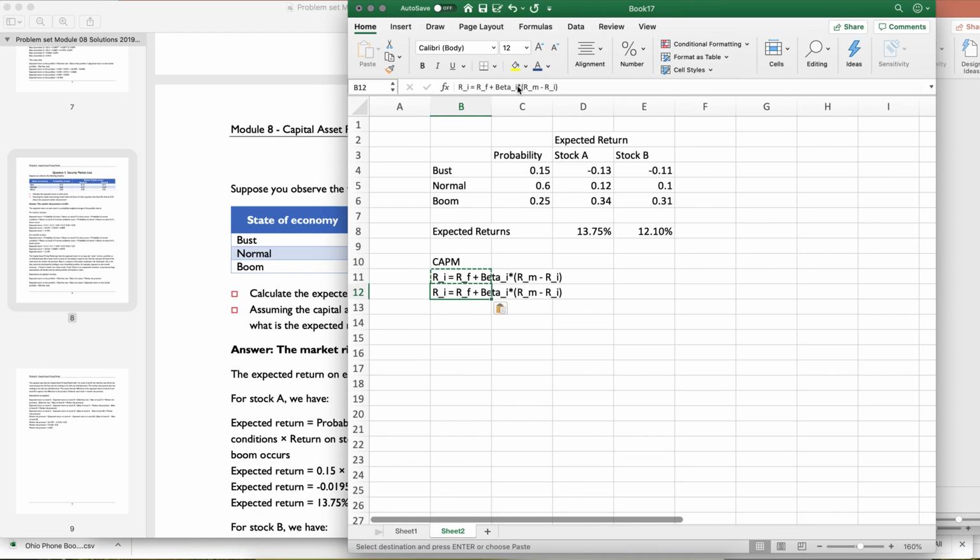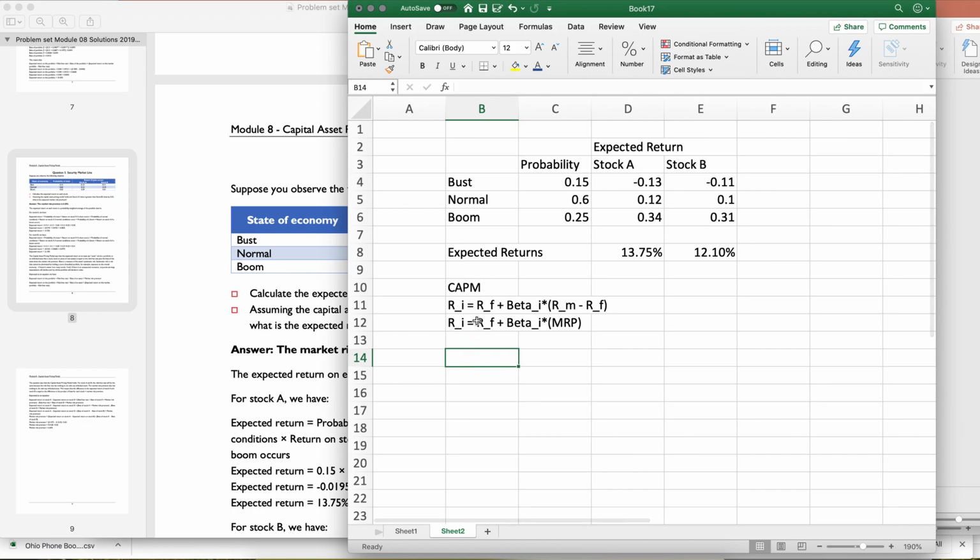So another way to write this, the return on the market minus the risk-free rate, is the same thing as the market risk premium. So return on market minus the risk-free rate is the market risk premium. Let's zoom in a little. What we have to do here is use this equation and solve for the unknowns.